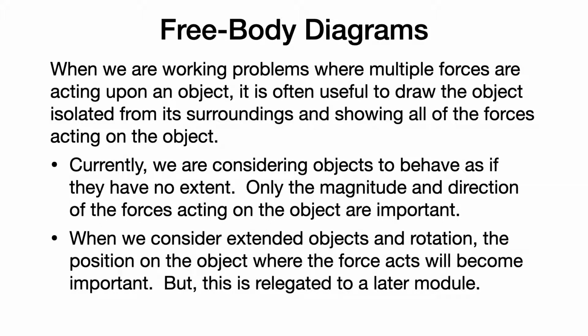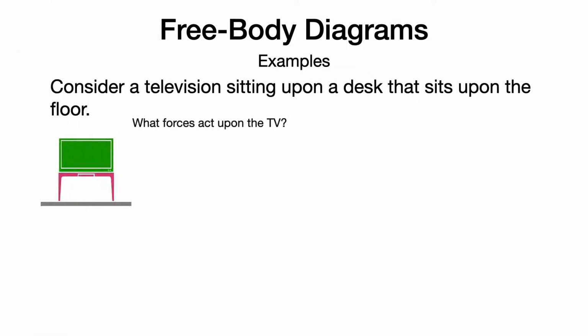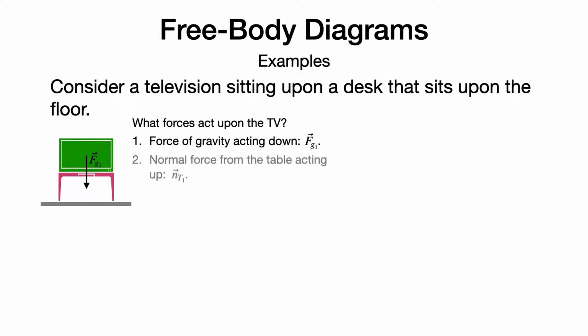To understand free body diagrams, we want to consider some examples. So first of all, consider a television sitting upon a desk that sits upon the floor. We ask the question, what forces act upon the television? Well, first of all, there's the force of gravity from the Earth acting down, F sub g1. Second, there's the normal force from the table acting up. We'll call this N sub T1.